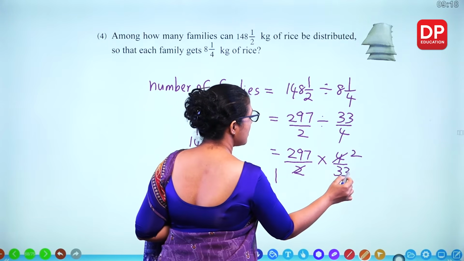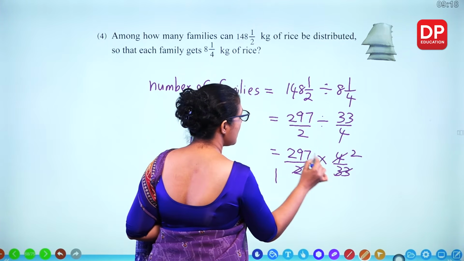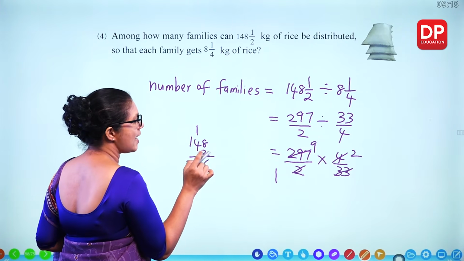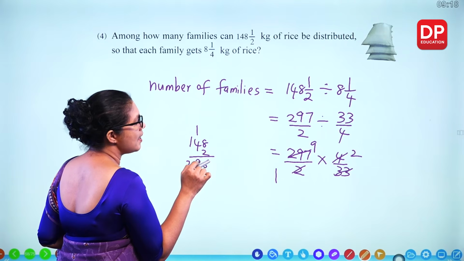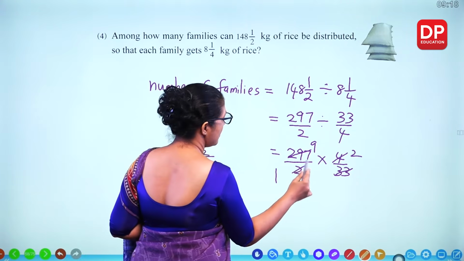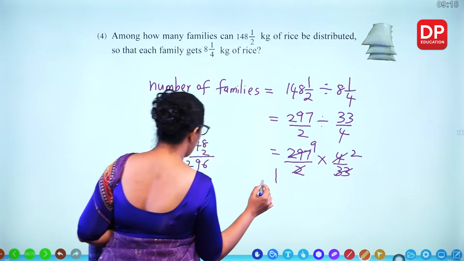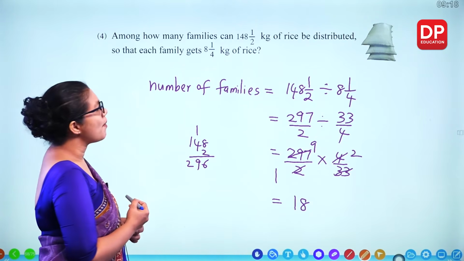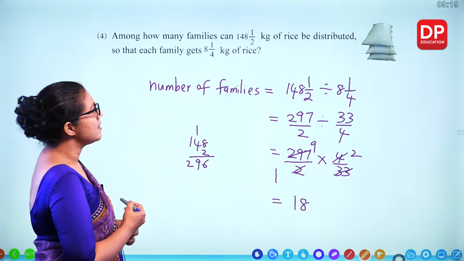9 times 3, 27. 2 remaining. 9 times 3, 27, plus 2, 29. So 9 times 2, you get 18. So the number of families is equal to 18.